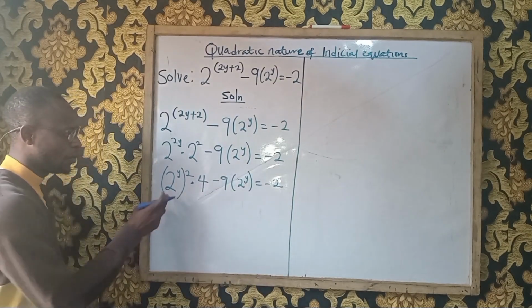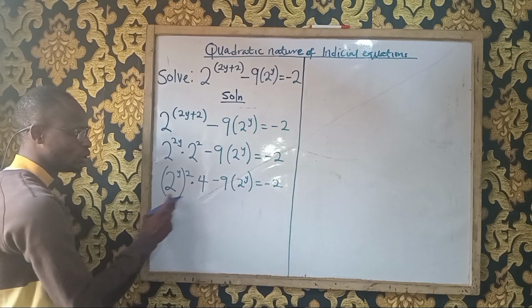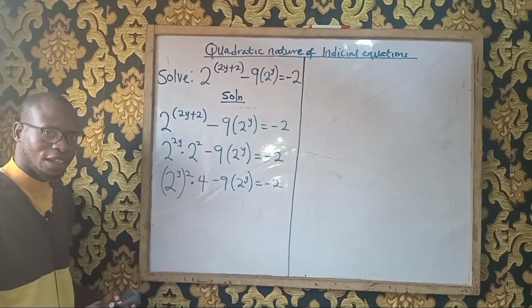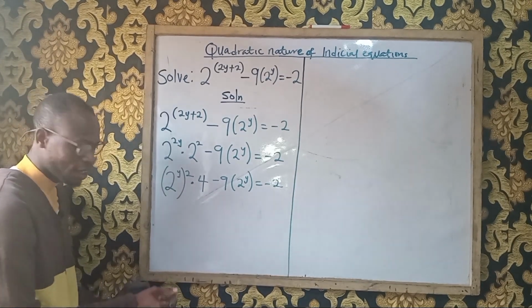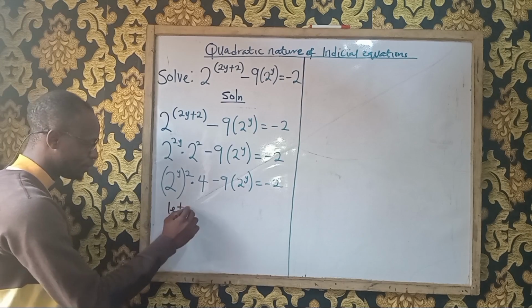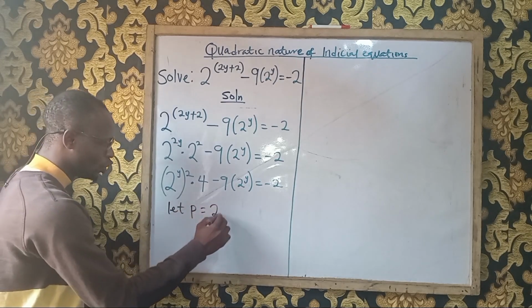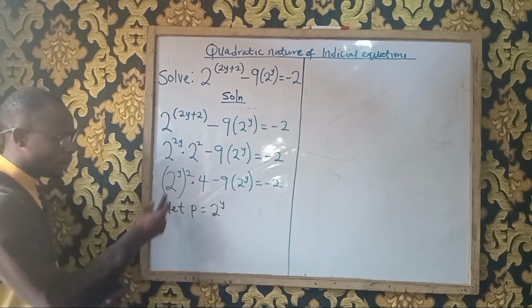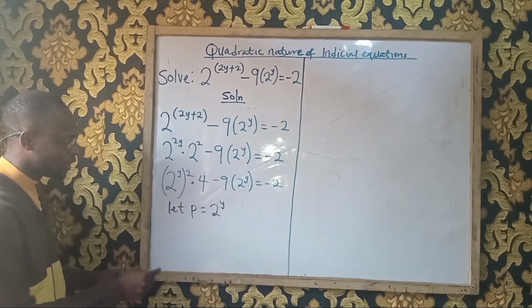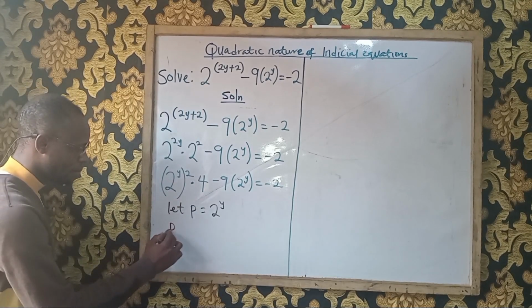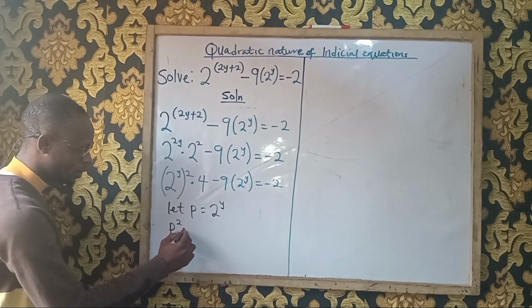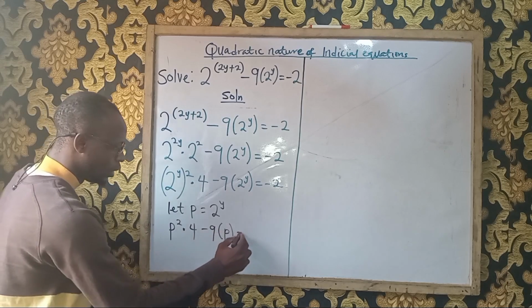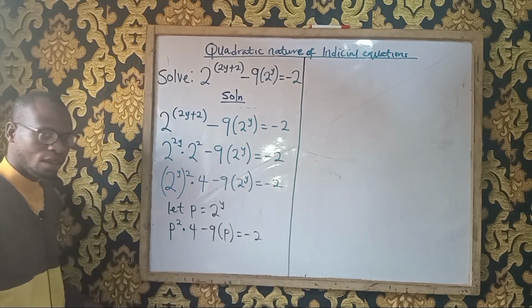Now you can see that we now have the same thing common to the bracket. So after you've gotten that, you represent that value in the bracket with a letter. I can simply say let p equals 2 raised to power y. That means that anywhere I see 2 raised to power y, I'm going to put p. So if I do that here, I'm going to have p squared multiplying 4 minus 9 into p is equal to minus 2.